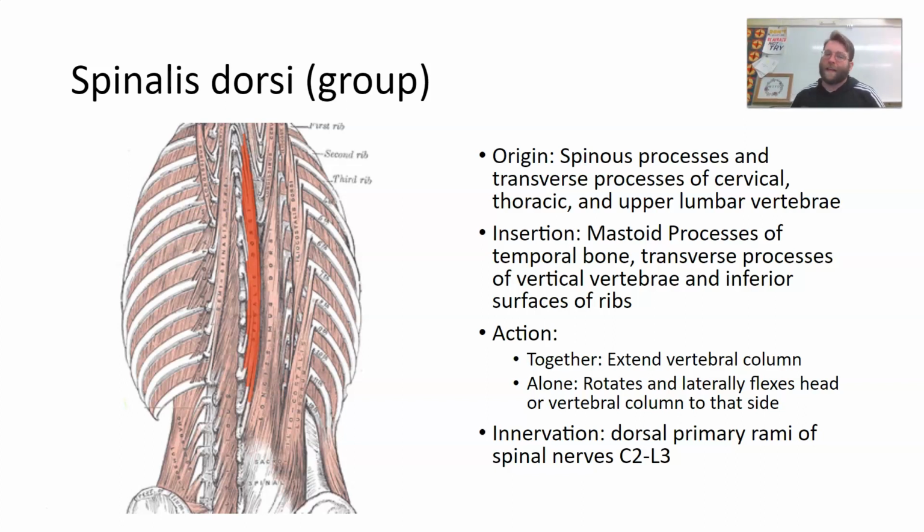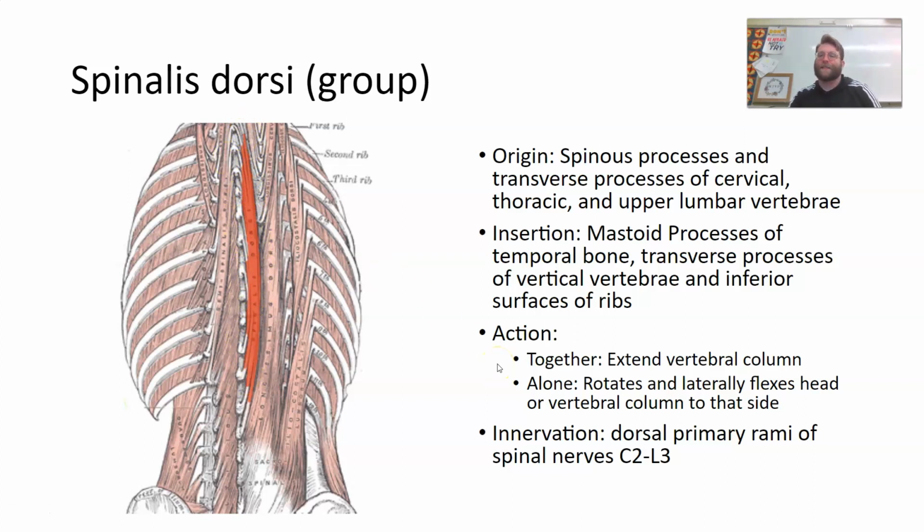And it's going to insert, again, going all the way up to the mastoid process of the temporal bone, so going like all the way up here, as well as it's going to insert on some of the transverse processes in the lower portions of your ribs. So again, running into that support the entire length of the back. So again, pretty close to the spine. Again, insert all the way up here from its origin all the way down the spine.